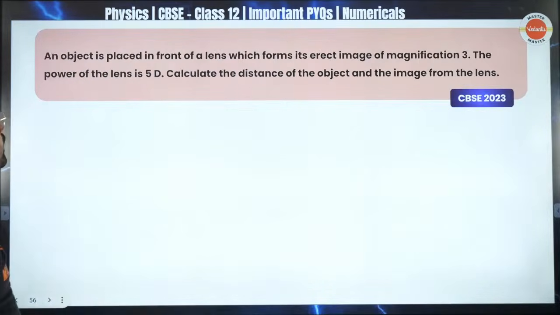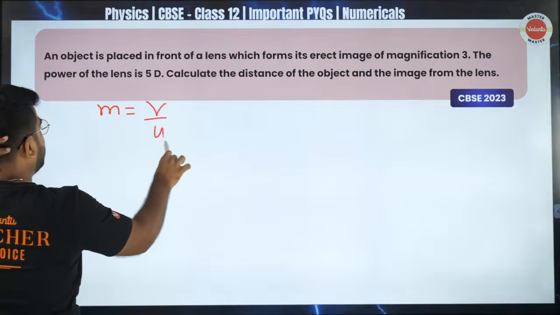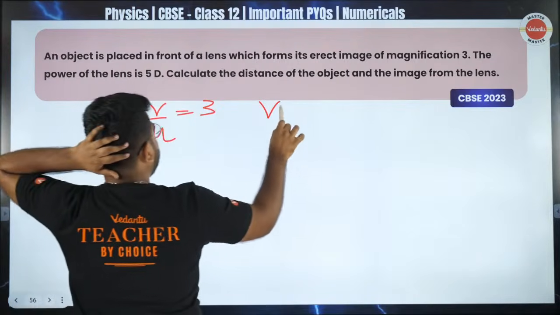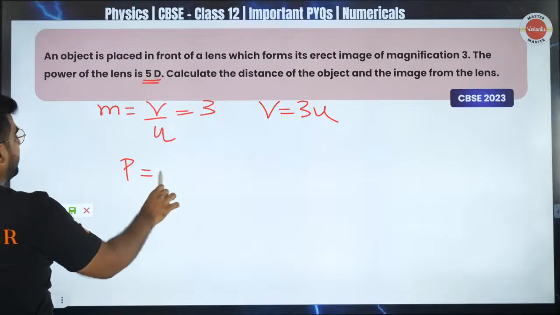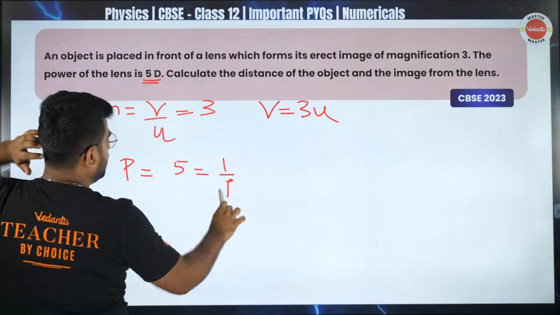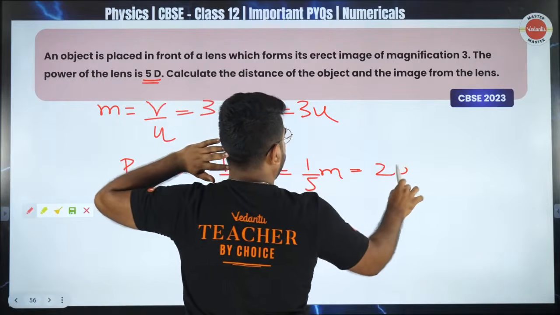Next question. An object is placed in front of a lens which forms its erect image. So magnification is V by U for a lens. That is equal to 3. So V is equal to 3U. And power is 5. So power is 5, that is 1 by F. So F is equal to 1 by 5 meter, which is 20 centimeter.